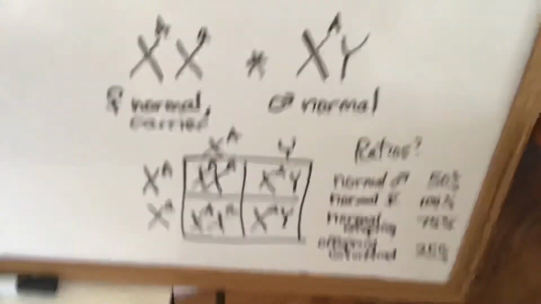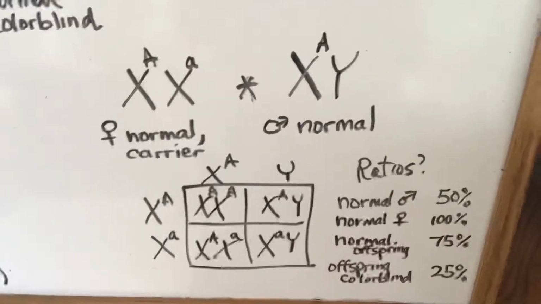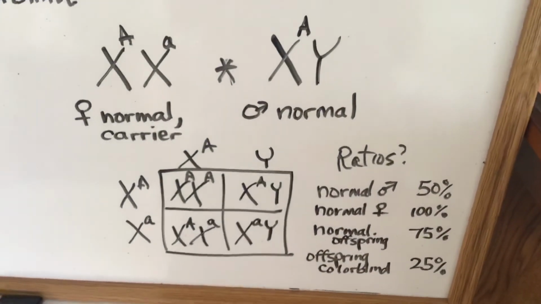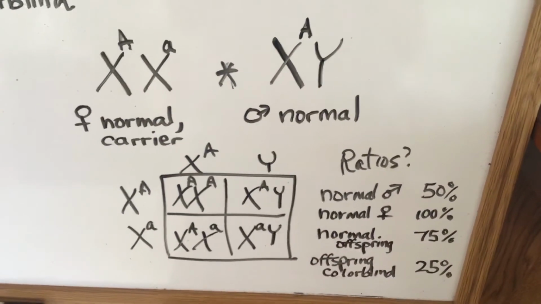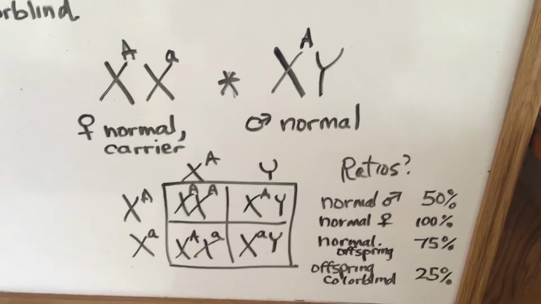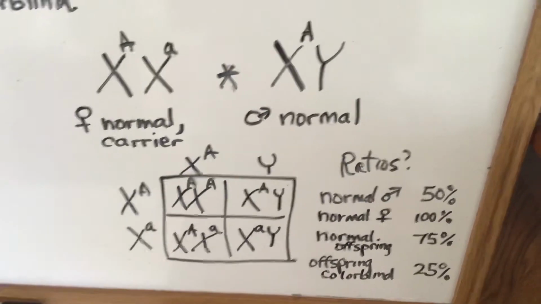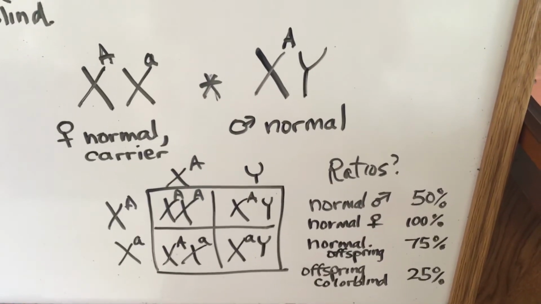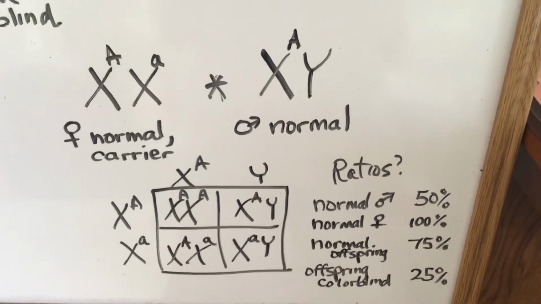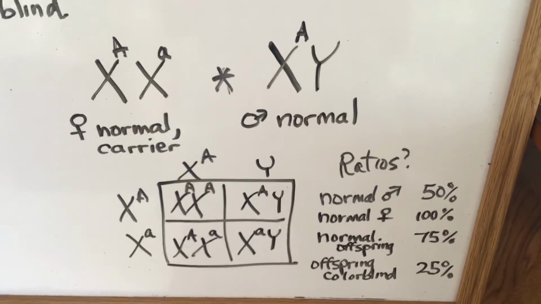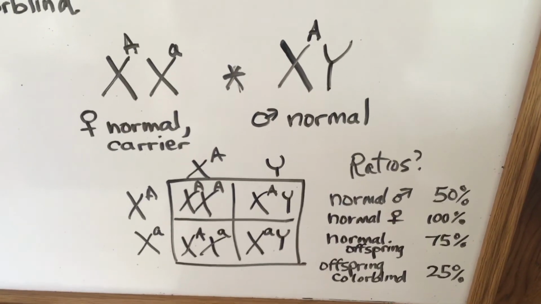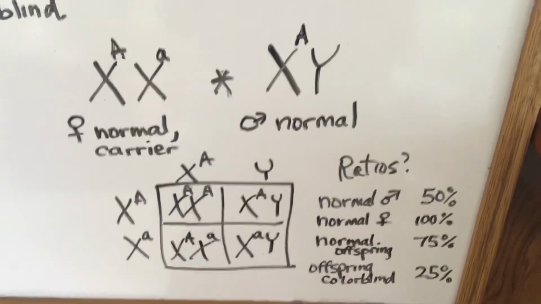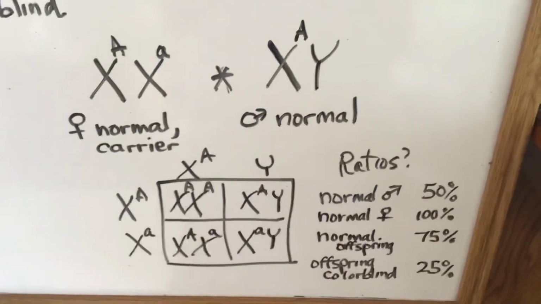Okay, now the ratios, you have to be careful with how you talk about the ratios here. So if I said how many normal males, I would just say 50%. If I said how many normal females, 100% of the females are normal. However, if I said normal offspring, it's still the 75 to 25% ratio that we talked about before. Or if I said offspring that were colorblind, it's still just the 25%. So you have to look at how they're asking you the question and be careful with those ratios because of that.